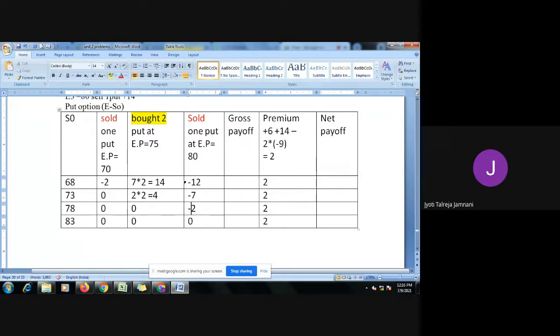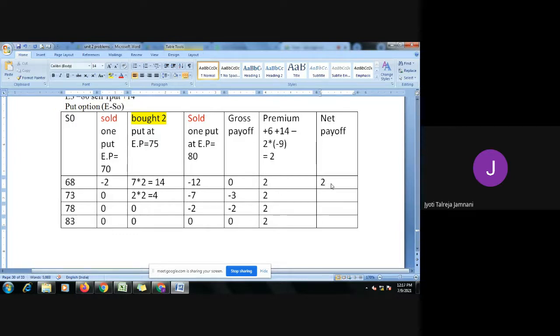So when we add all these three, sold and bought, we get the gross payoff. You can see here minus 2 plus 14 minus 12, which is equal to 0. Then 0 plus 4 is 4. 4 minus 7 is minus 3. So the loss is minus 3. 0 plus 0 minus 2 is minus 2. 0 plus 0 plus 0 is 0. Then 0 plus 2, net payoff is 2.